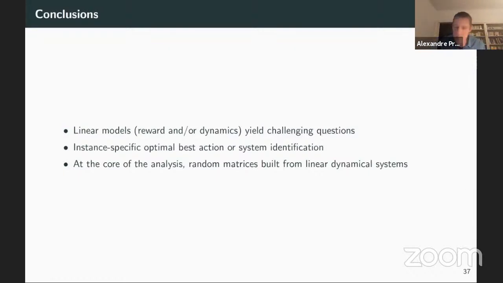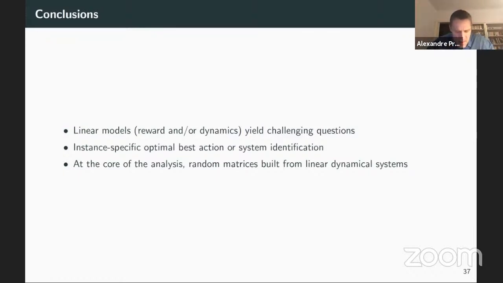Now you have seen that the analysis relies on the concentration result for the least square estimators, and again for this case it relies on the assumption of Gaussian reward. So now I'm not aware of results of this type. That's a good idea to try to look at these problems. Yes.